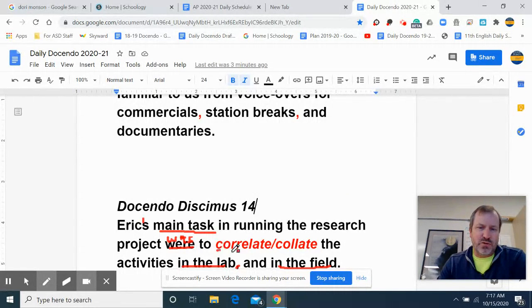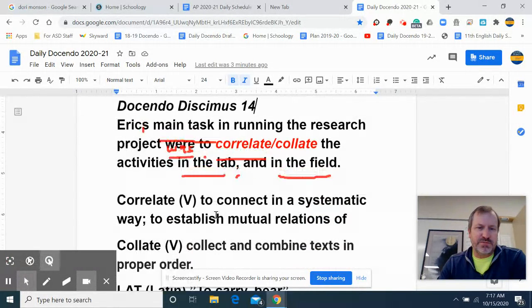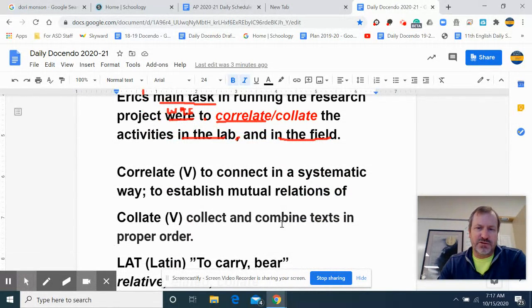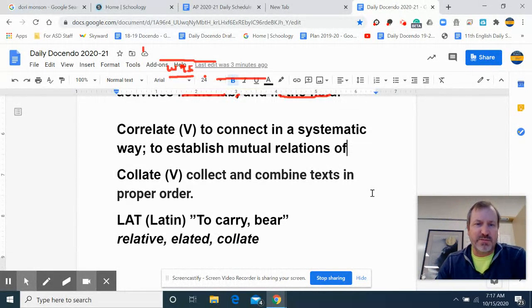All right, I think that's it. Now correlate, clearly that is a verb, and notice we have to correlate. That's called an infinitive form of the verb. Let's take a look here at our definitions. We have correlate, verb: to connect in a systematic way to establish mutual relationships of. So you talk about correlation quite a bit when you're talking about cause and effect, right? One thing has an impact on something else, maybe. Lots of questions about correct and false correlations.